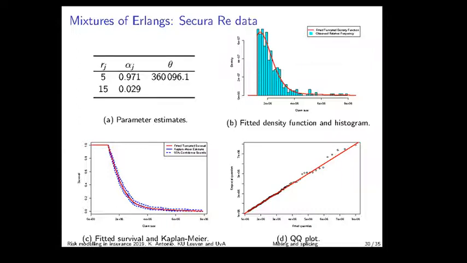Essentially, one component in the mixture, the one that gets weight of 97%, captures the body of the losses, and the other component in the mixture captures the tail of the losses. The resulting mixture gives a good fit as illustrated by the density histogram, that's top right, the survival function, that's bottom left, and the QQ plot, that's bottom right. In each of these plots, we compare the empirical data against the fitted distribution, and we conclude that this gives a good fit for the given dataset.